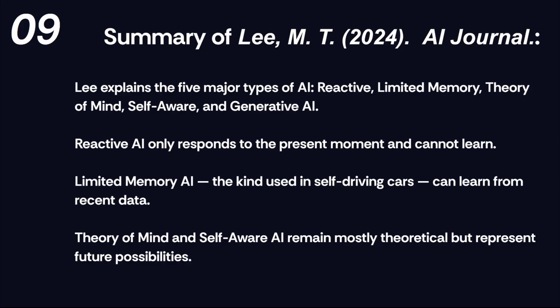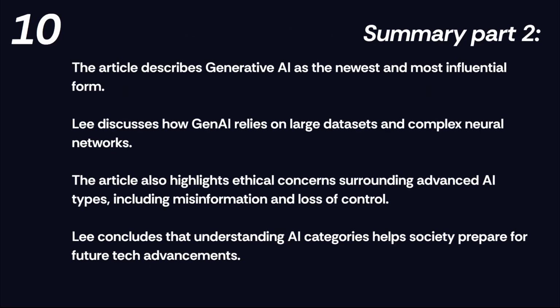Summary of the journal: Lee explains the five major types of AI. Reactive AI only responds to the present moment and cannot learn. The self-driving cars, yeah. He also discusses how they rely on large data sets and complex neural networks, and how generative AI is the newest and most influential tech advancement since probably computers.